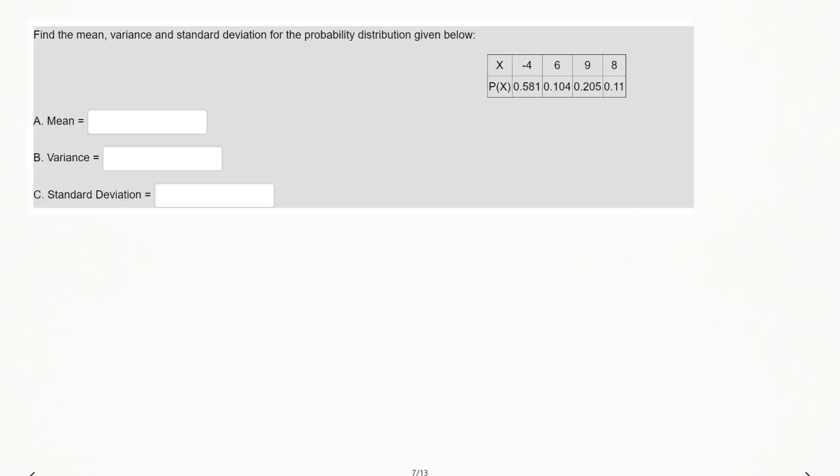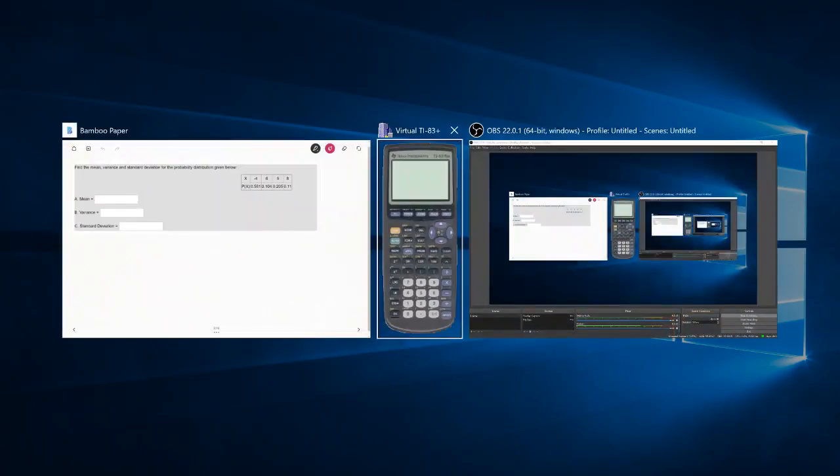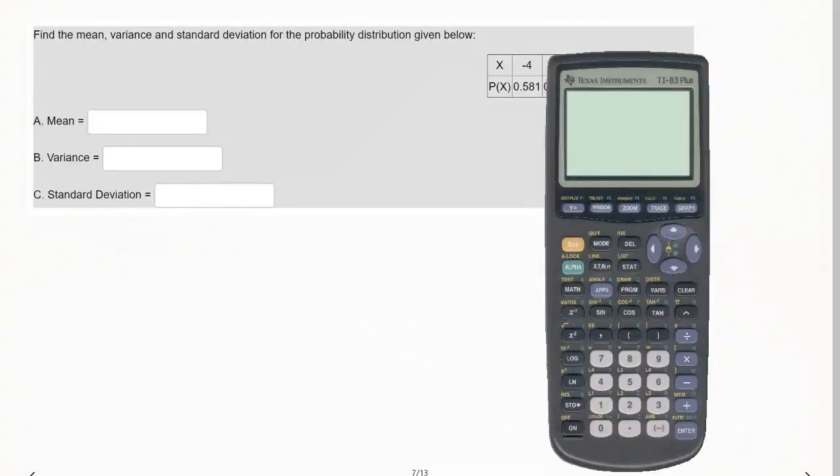Alright, so for the next one, I wanted to follow that up with something that's more calculator based. We have our x and we have our p of x, and we want to calculate the mean, the variance, and the standard deviation. Well, this one's screaming at you to use a calculator, so we'll go ahead and use it.